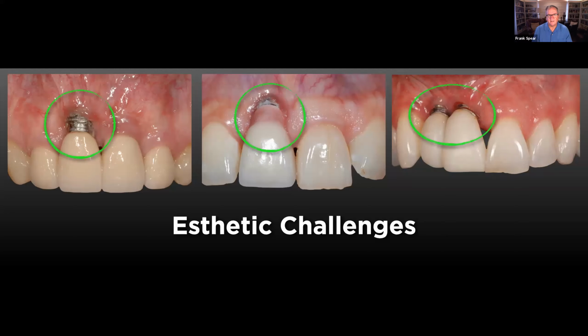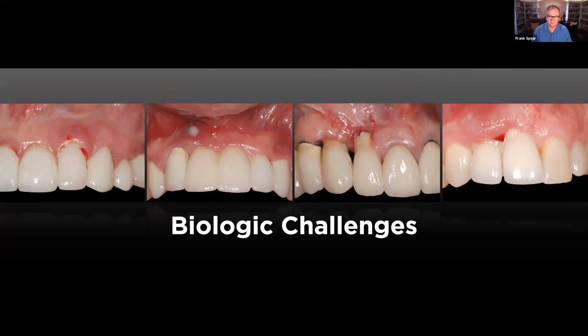And so our challenge is implants aren't perfect. They're the best tooth replacement we have, in my opinion, still. If we have to have a tooth replaced, I'd choose an implant, but we still have challenges with them. We have aesthetic challenges and we have biologic challenges. Every one of these cases is infected and suppurating.